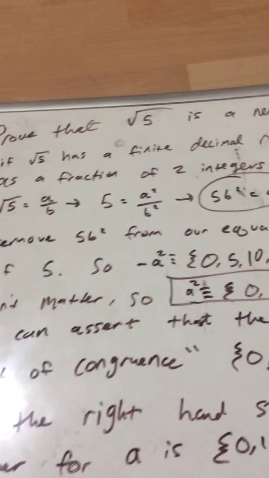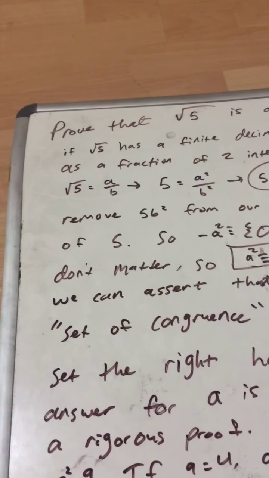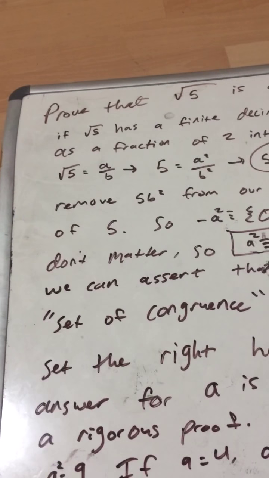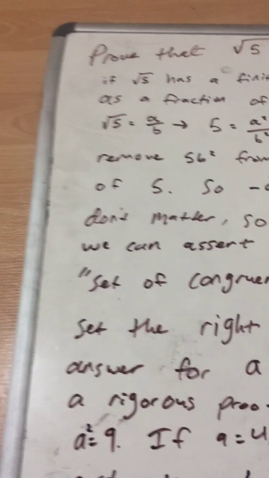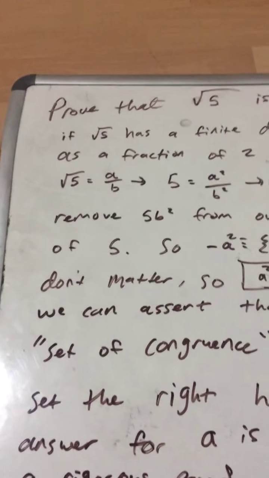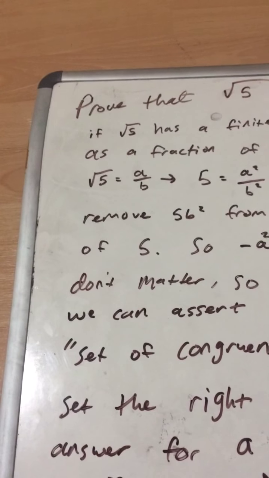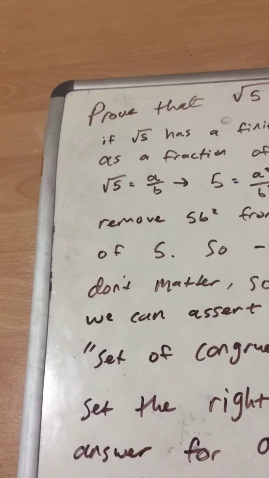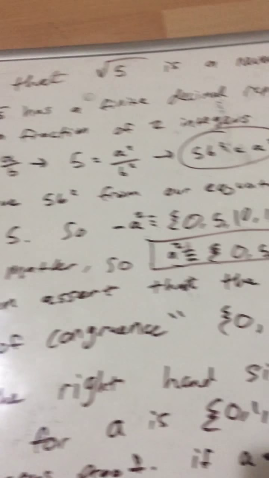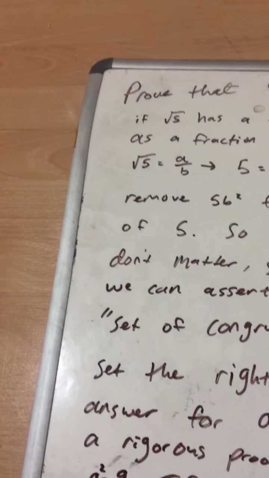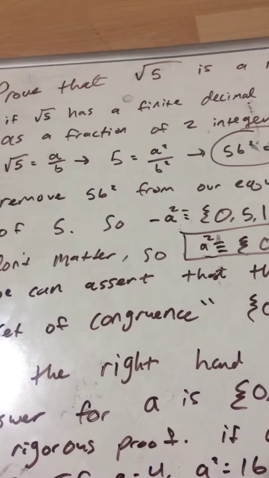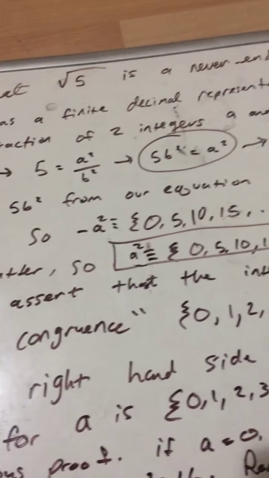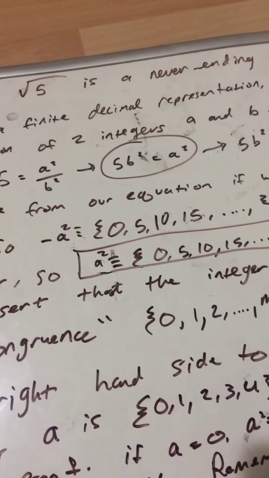Gaussian congruence, that just means that we set all multiples of 5 equal to each other. It's really hard to explain, but just trust me that it works. So we can remove all multiples of 5 from our equation, as long as we let the right-hand side be allowed to be all multiples of 5. So if we remove the 5b squared, we're just left with negative a squared is congruent, that's the 3 lines, to the set of all the multiples of 5.